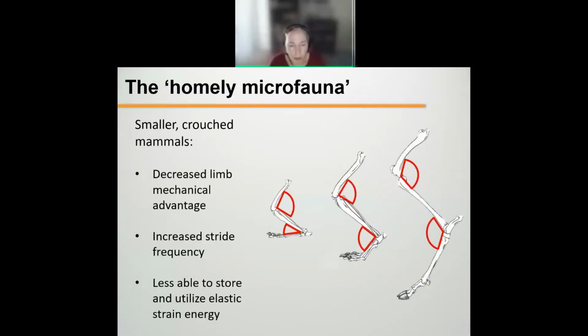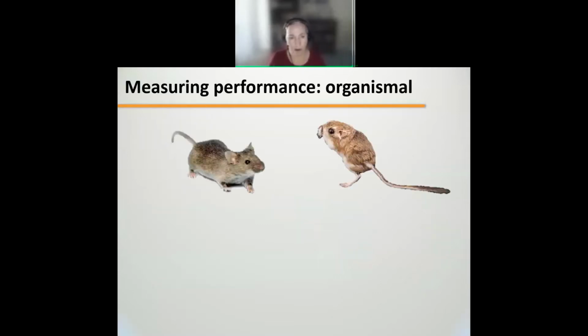So I have pretty much taken upon myself the last 10 years or so to look at these homely microfauna. And they are certainly no engineer's great dream. There are all kinds of things that are wrong about them. Because of their crouched posture, they have decreased limb mechanical advantage. Because of their shorter limbs, they have to take many more steps to go the same unit distance, and that costs more energy. And because of their small size, they don't have big enough or strong enough tendons to store meaningful amounts of elastic strain energy. So why be the way that they are?